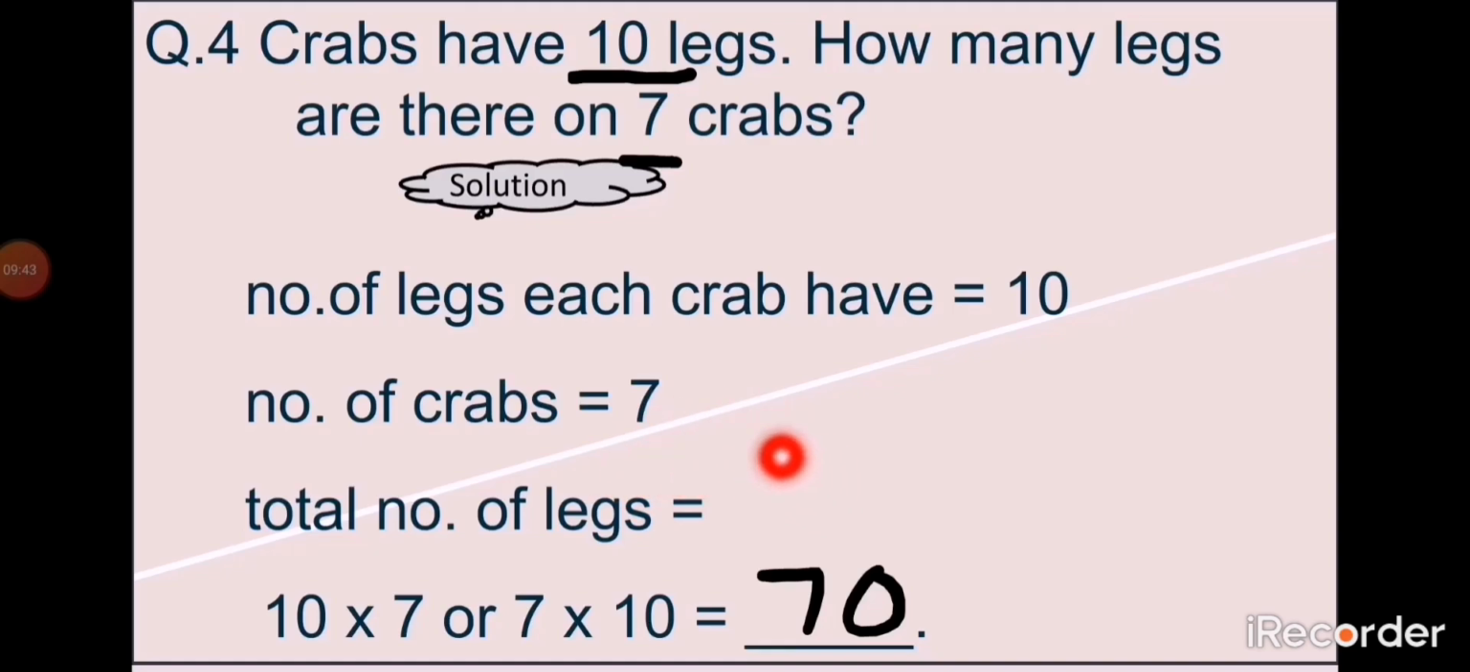7 6 times 42, 7 7 times 49, 7 8 times 56, 7 9 times 63, 7 10 times 70. So our answer is again 70.